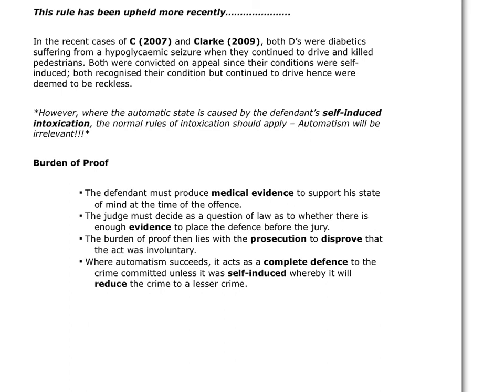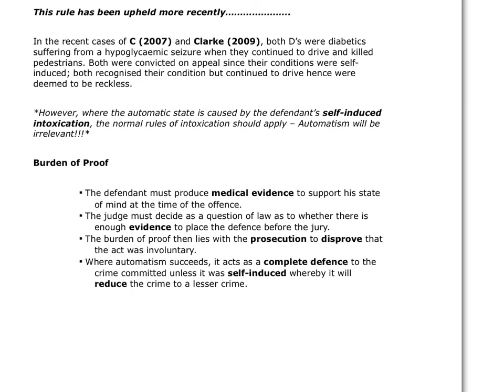So where it's self-induced, you know what's going to happen. You have to stop, take a rest, eat, but certainly not continue to drive. So self-induced automatism failed for both. However, where the automatic state is caused by the defendant's self-induced intoxication, it's back under Majewski. For example, if you go out and get really, really drunk, you're in a self-induced state, also you're in an automatic state, but automatism is not the right defence. Self-induced intoxication is the relevant defence.